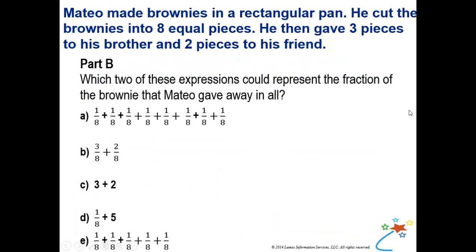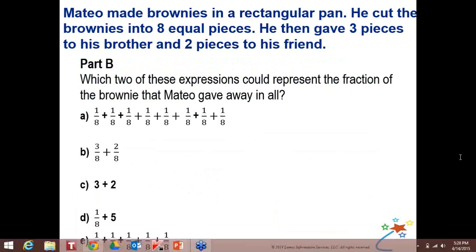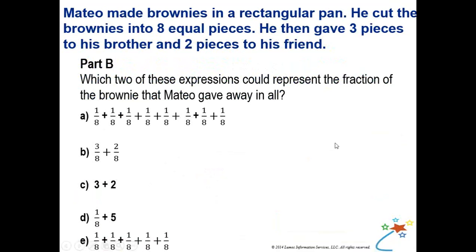If I look at letter B, it says we gave away 3 8s, and we gave away 2 more out of the 8 pieces. So altogether, when we add those up, we get 5 8. So for Part B, letter B would be the correct answer because it matches up to what we have in letter A.